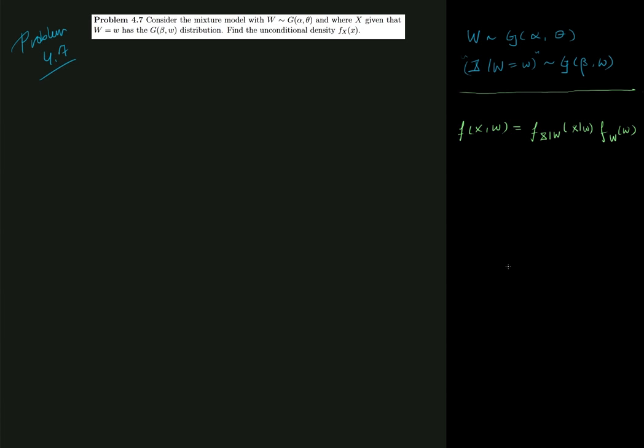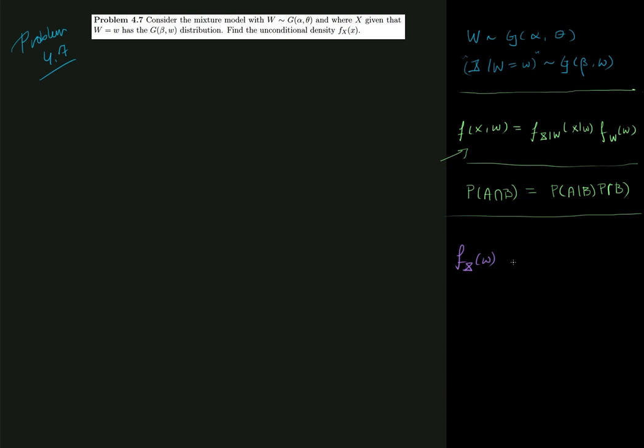Now this formula for the densities stems from the rather intuitive fact that if you have, for example, the intersection of two events, then the probability of that is equal to the probability of one event given the other, multiplied by the probability of the event you condition on. By using this on distribution functions and then differentiating, we arrive at this formula. Now what we actually want is to find the unconditional density of x.